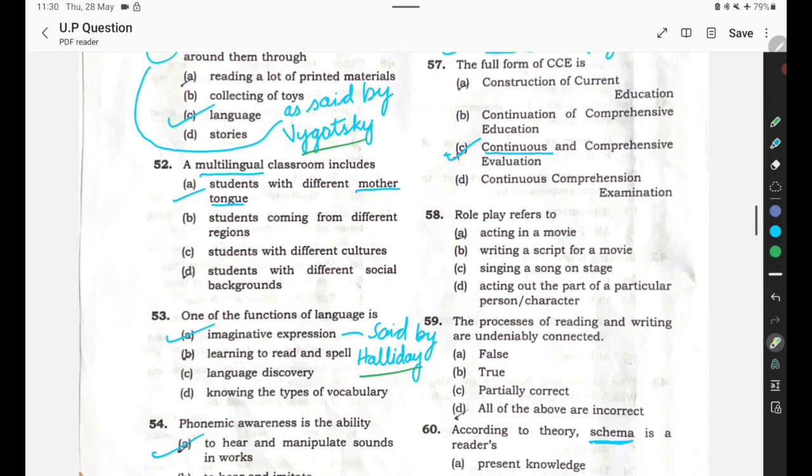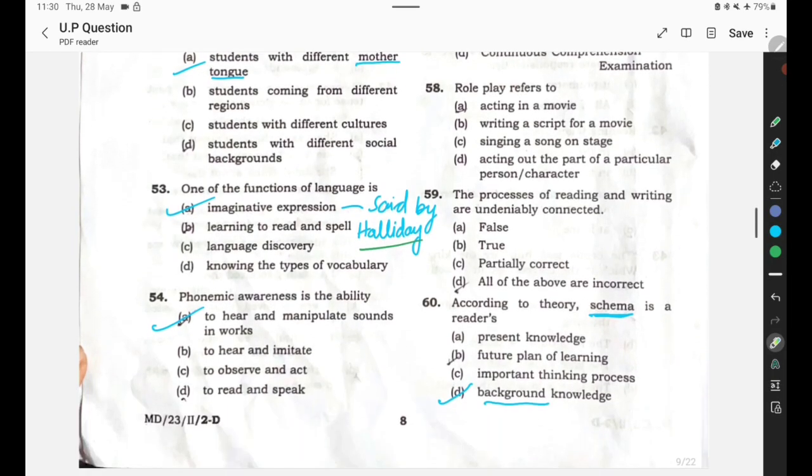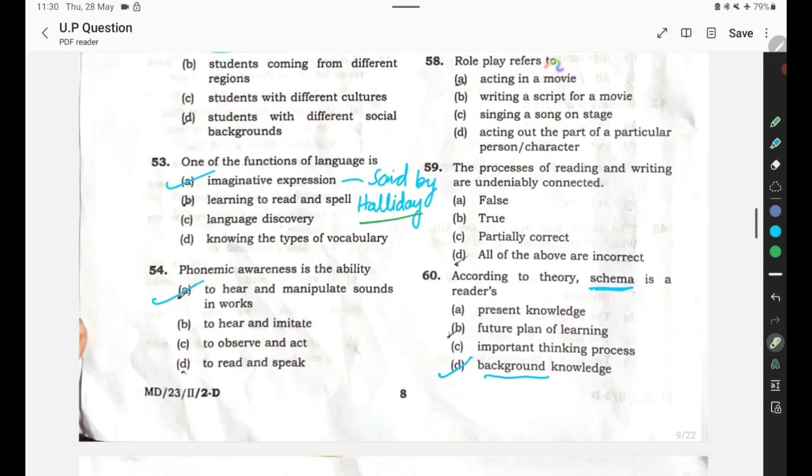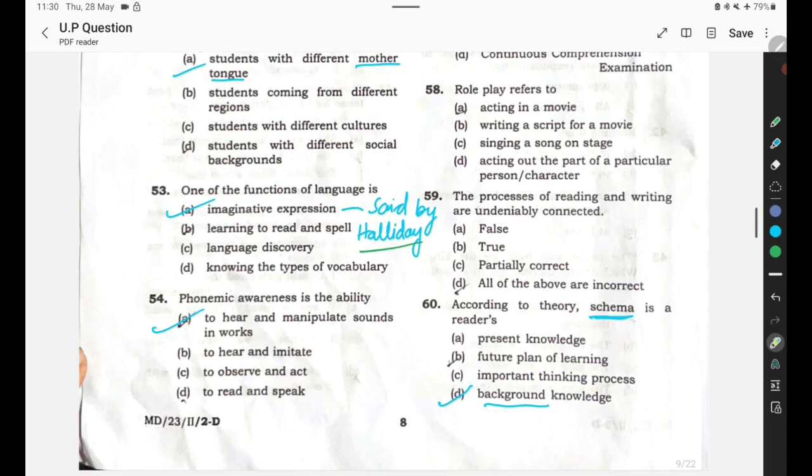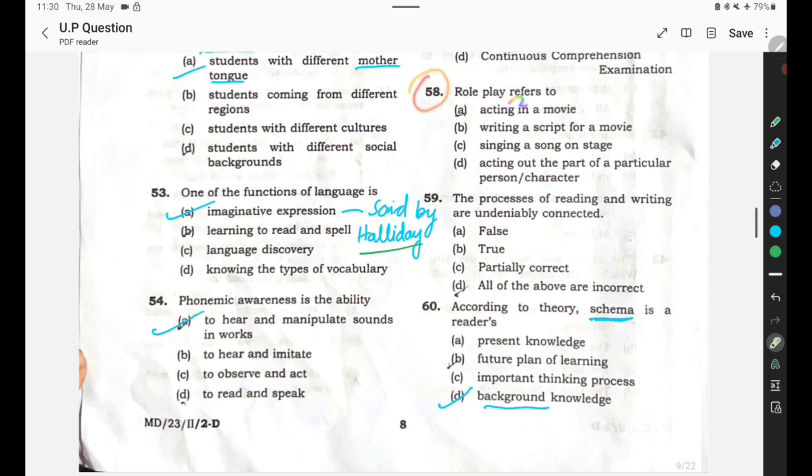So if they say don't make noise, that is part of the discipline of the student. Okay, so it comes under rules and regulations. Now 57, the full form of CCE is continuous and comprehensive evaluation. 58, role play refers to, take 5 seconds to answer this one, because this is so easy. Role play refers to 1, 2, 3, 4, 5. I think you got the answer. Role play refers to acting out the part of a particular person or character.